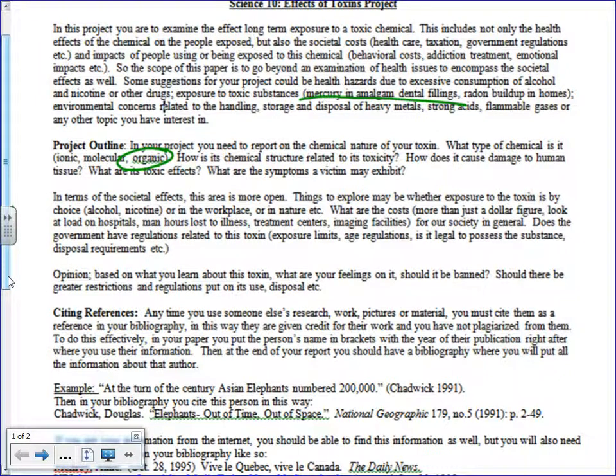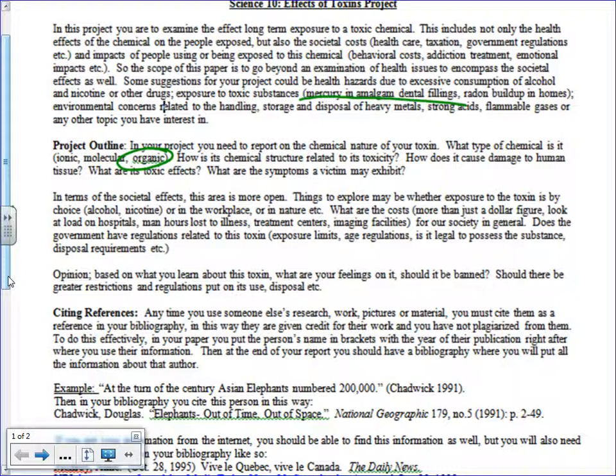In terms of societal effects, the area is more open. Essentially, your project consists of two halves. You're telling me about the chemical part of this thing, and then you're telling me about the societal effects. Those should have equal weight in your report. Oftentimes, people are like chemical, chemical, chemical, and then they have one sentence: this stuff's really bad. That's not good enough. We're looking at half here.